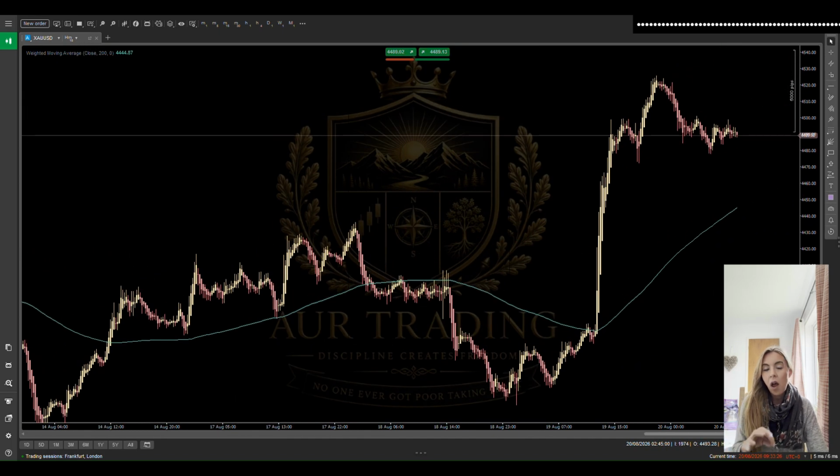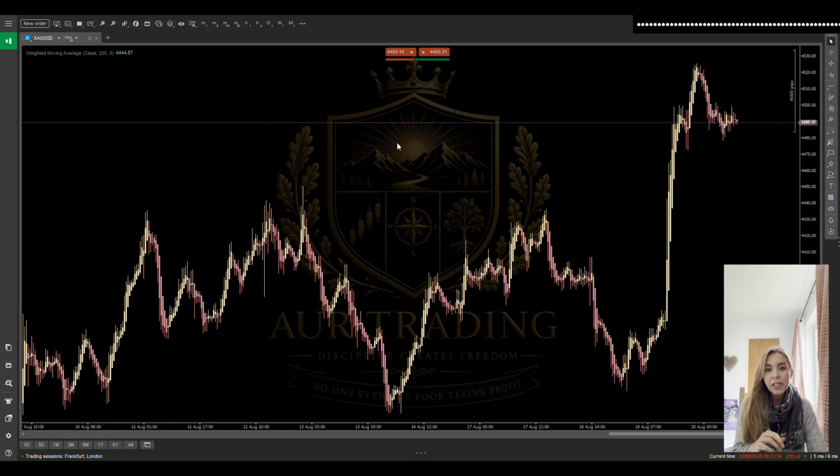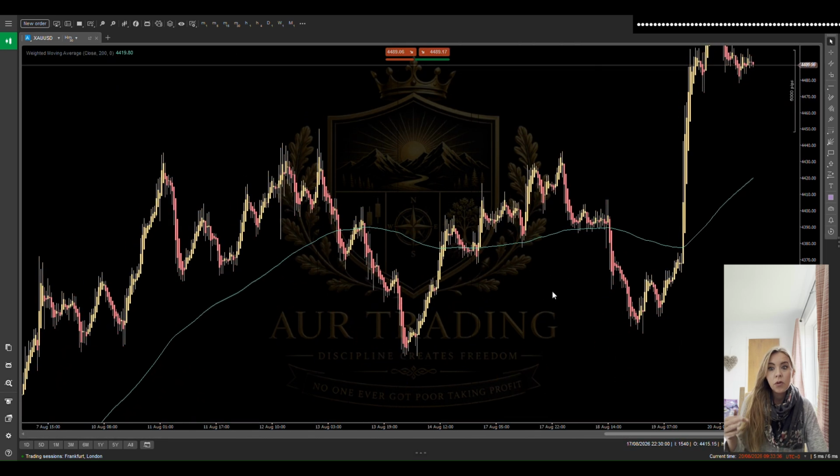I wouldn't go any lower than the 15-minute for this strategy. You can, but I wouldn't. The 15-minute, the 30 is really smooth as well. Look, you can see here it came down, it retested, and then it came back down. It went up, it retested, it went back up. It came down here. I didn't really retest on that one.